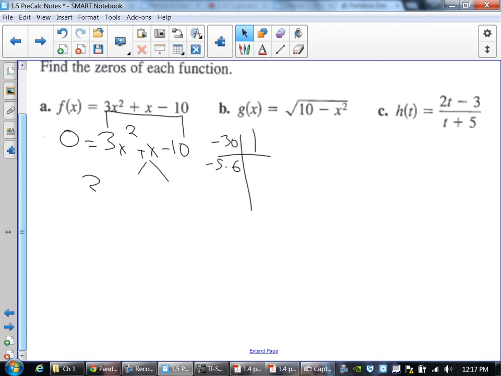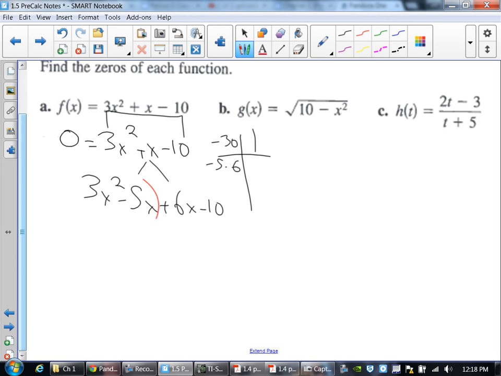I rewrite it and I get 3x squared minus 5x plus 6x minus 10. And then I just pull out GCFs.